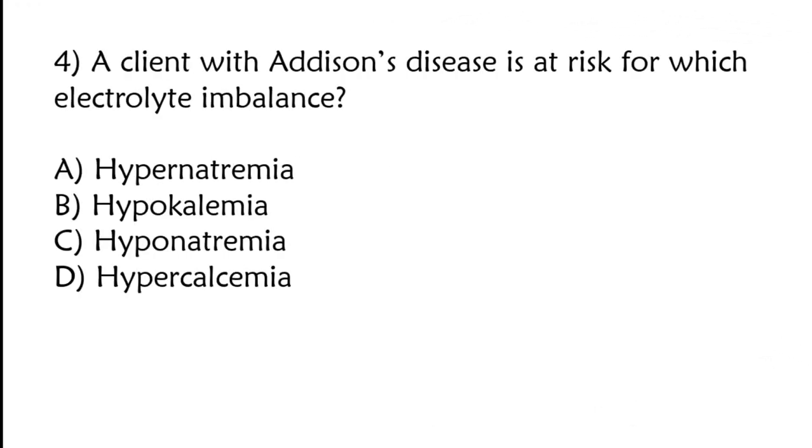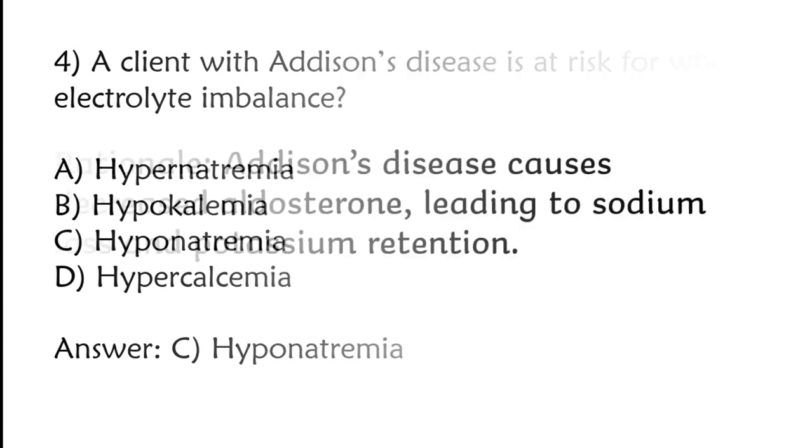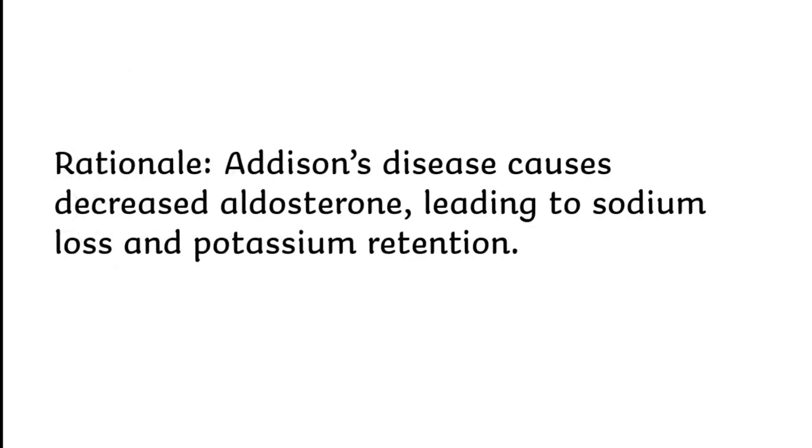A client with Addison's disease is at risk for which electrolyte imbalance? Correct answer is C, hyponatremia. Rationale: Addison's disease causes decreased aldosterone, leading to sodium loss and potassium retention.